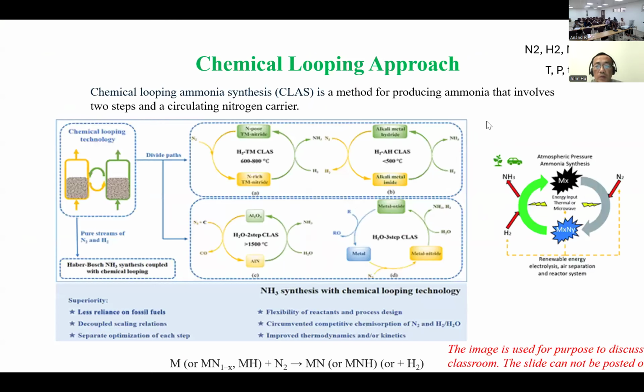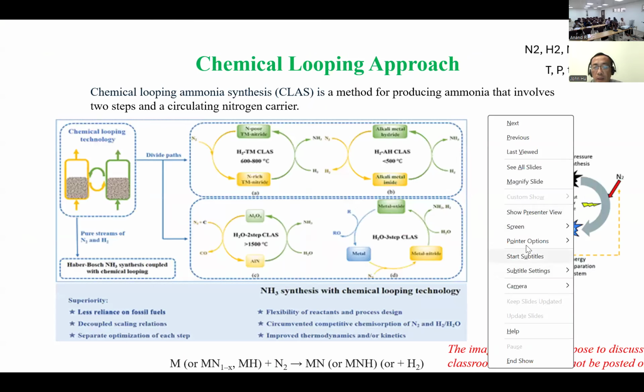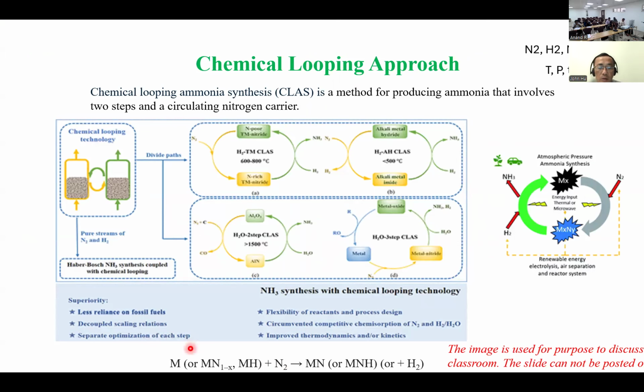When I turn into the presentation mode, I have this. So this is the equation. Essentially, you have the metal, and then it reacts with nitrogen to form the metal nitride. It's the same as the oxygen carrier. This is a nitrogen carrier. You need a solid, and then this metal nitride reacts with hydrogen to form ammonia. So let me go back to my equation.